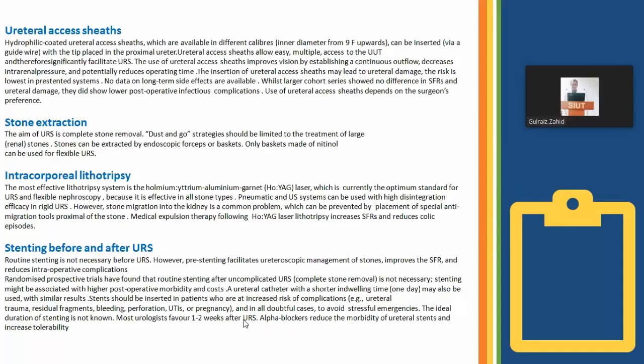Ureteral access sheets. Hydrophilic coated ureteral access sheets, which are available in different calibers, can be inserted via guide wire with the tip placed in the proximal ureter. Ureteral access sheets allow easy multiple access to the UUT and therefore significantly facilitate URS. The use of ureteral access sheets improves vision by establishing a continuous outflow, decreases intrarenal pressure, and potentially reduces operating time. The insertion of ureteral access sheets may lead to ureteral damage.